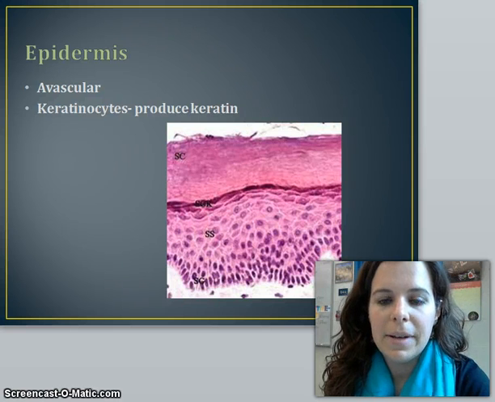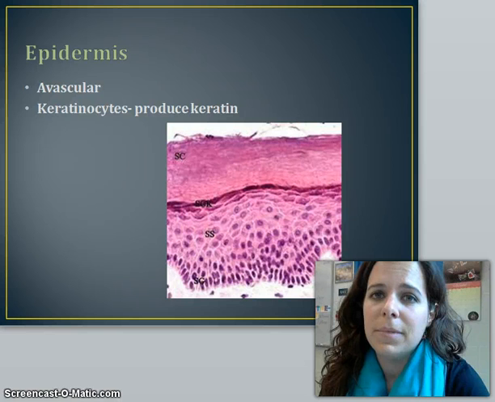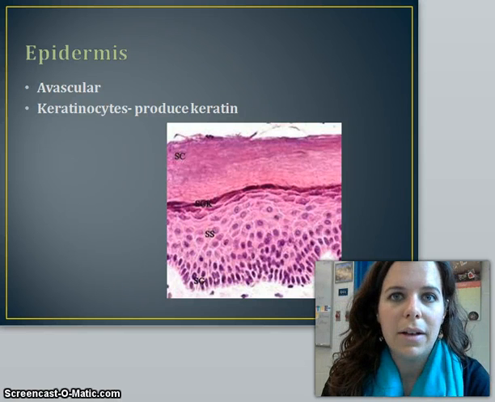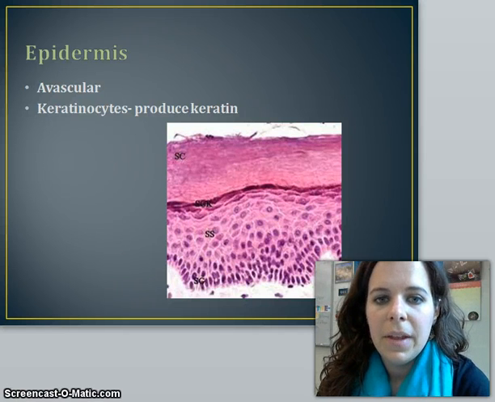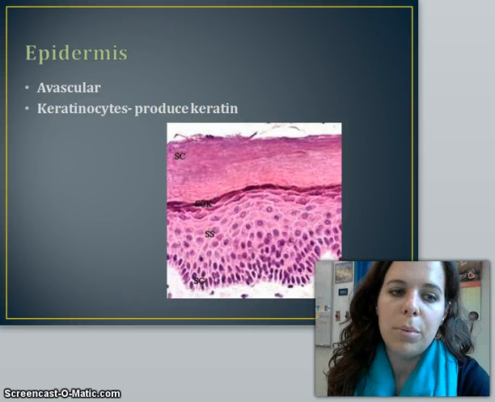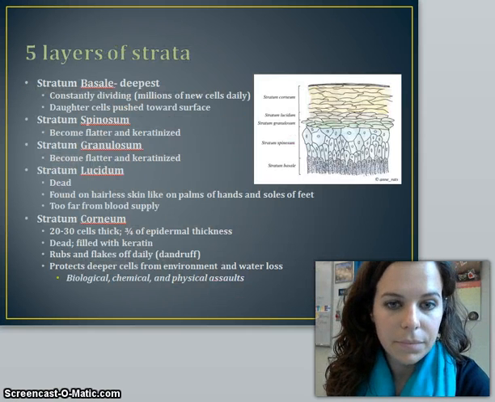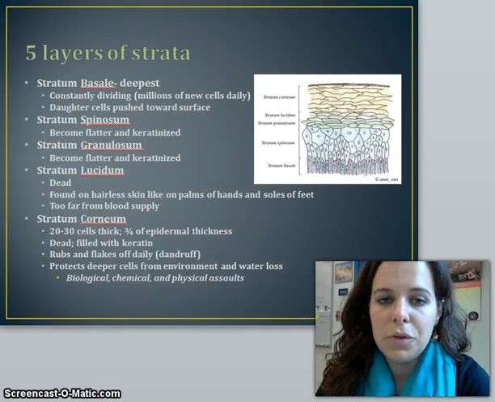This is a picture of your epidermis. It's avascular, so think about when you shave, you don't bleed unless you cut yourself, so shaving that top layer of cells off doesn't negatively affect you. And it contains keratinocytes, which are cells that produce the protein keratin. In your epidermis, there are 5 layers of strata.